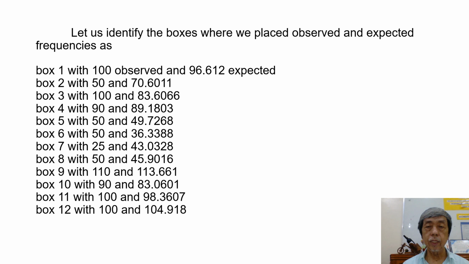Let us identify the boxes where we placed observed and expected frequencies, because we will be getting for each pair the difference. Box 1 with 100 observed and 96.612 expected. Box 2 with 50 and 70.6011 until box 12 with 100 and 104.918.